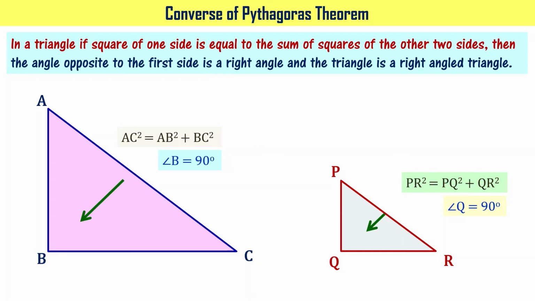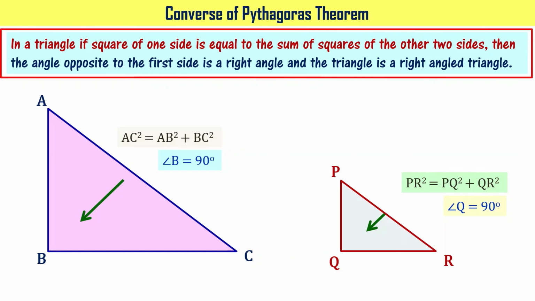Now let's restate the theorem, which is given as: in a triangle, if square of one side is equal to the sum of the squares of other two sides, then the angle opposite to the first side is a right angle. That's what we have seen. And the triangle is a right angle triangle. Please note this theorem. Let's take a look at few problems based on this concept.